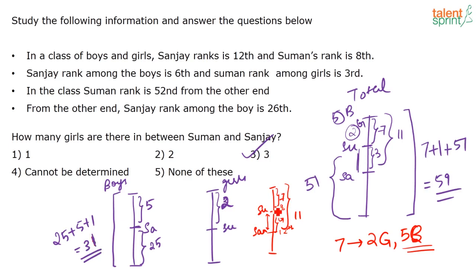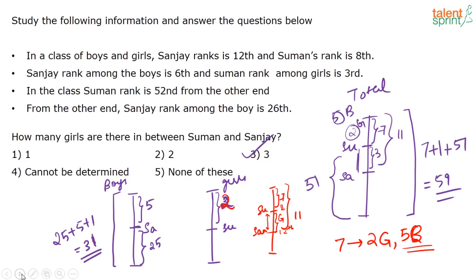See, before Suman there are 7 people. Out of the 7 people, we know that 2 persons are girls because there are 2 girls in the class who are ranked more than Suman. So if you remove those 2 girls, then you are left with 5 people. So who should that be? That has to be boys. So that's why I took it as 5. Okay, so I hope this was clear.